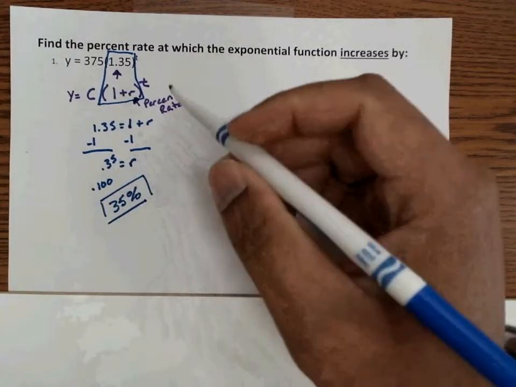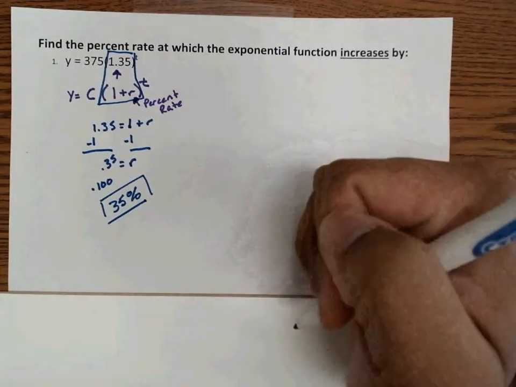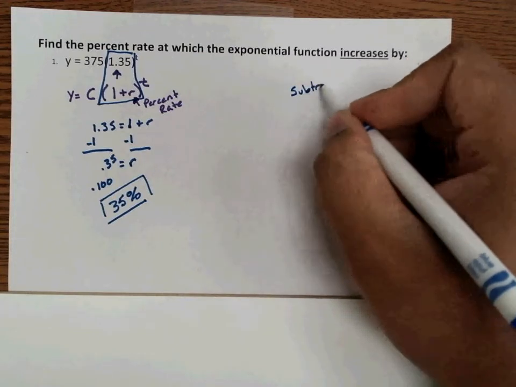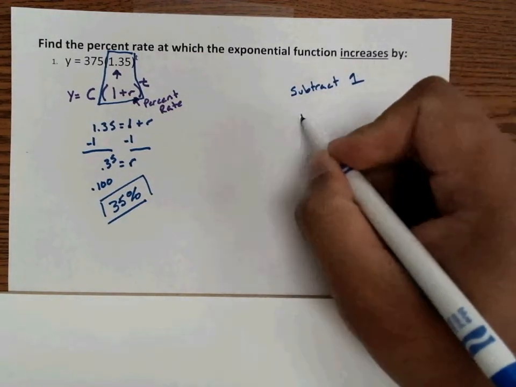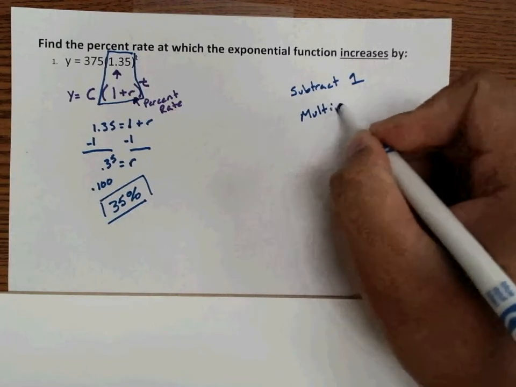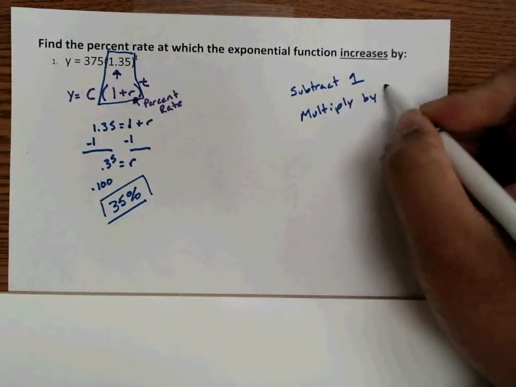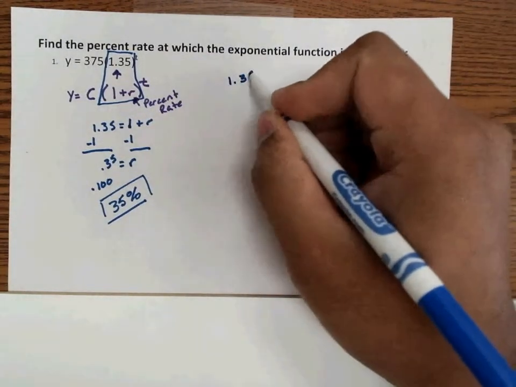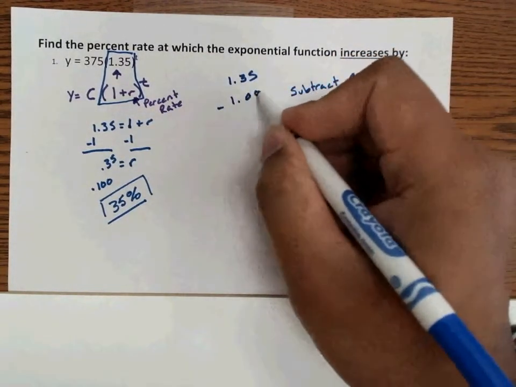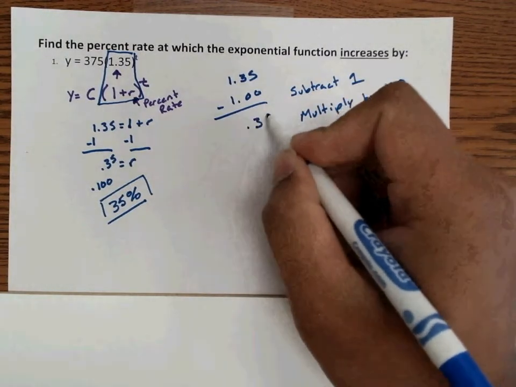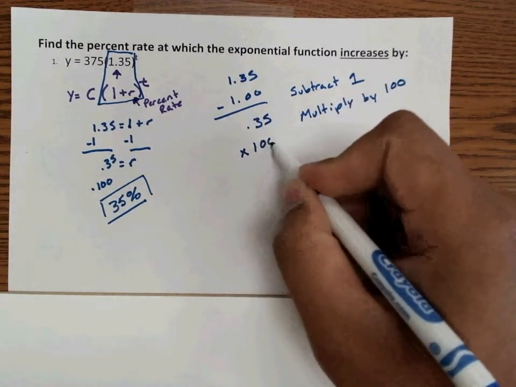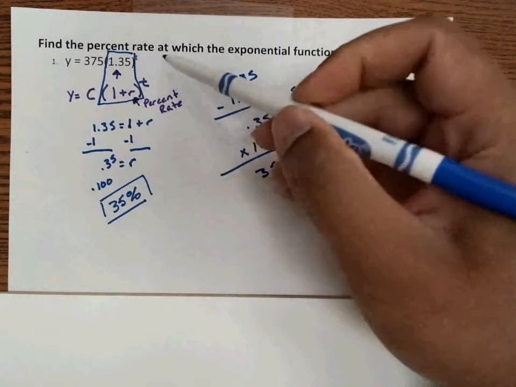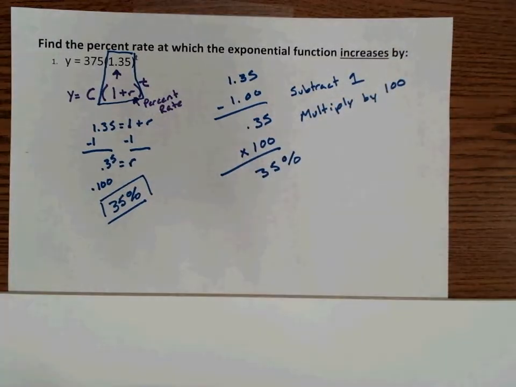This is the real work behind what we do in class, because typically most teachers will tell you to subtract 1 and then multiply by 100. So if we take our 1.35 and subtract the 1, we get 0.35, and if we multiply by 100, we get our 35%. This right here is just the reason why we can do that.